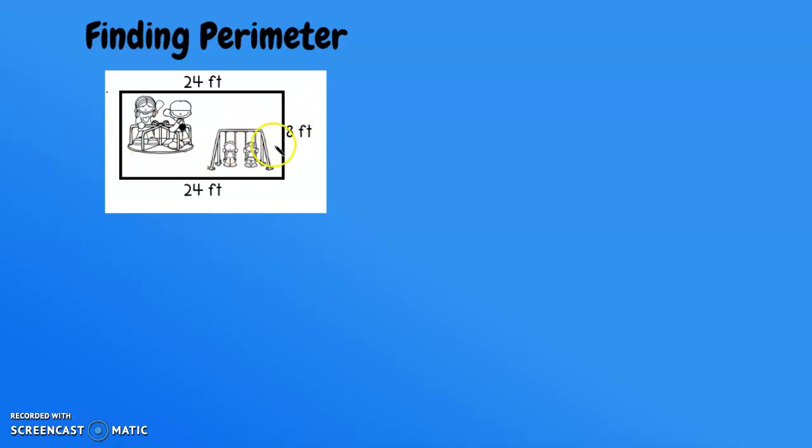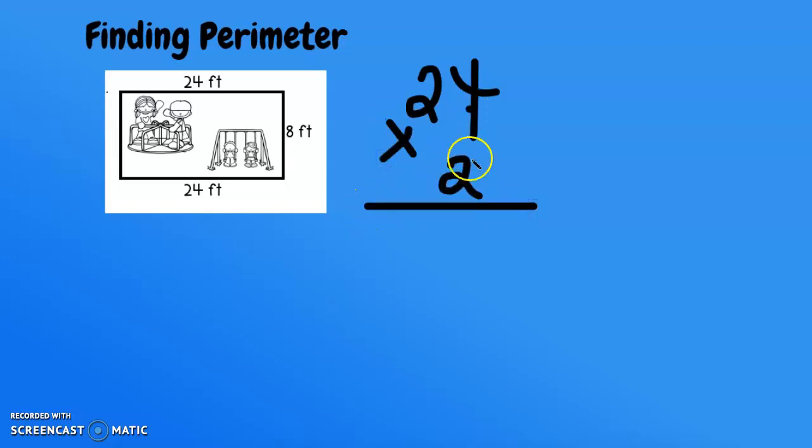So there's two ways I could do this. I can multiply or I can add. So first, I'm going to do the first by multiplying. So I have 24, and I have two sides with 24, here and here. So I can multiply 24 times 2. 2 times 4 is 8. 2 times 2 is 4. Okay, so my top and my bottom, my length is 48.